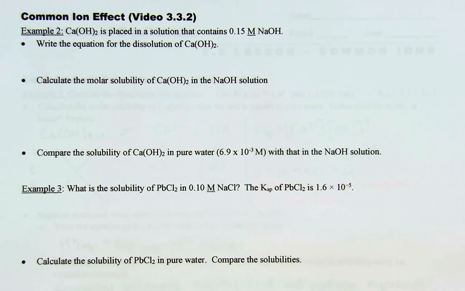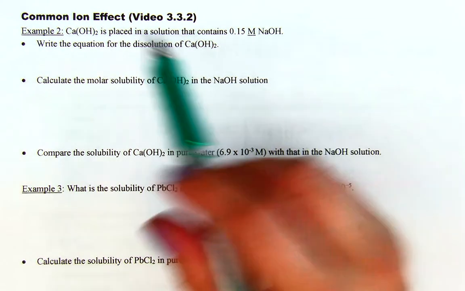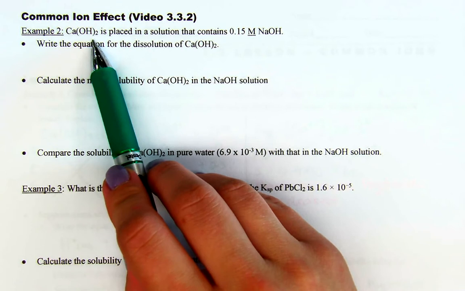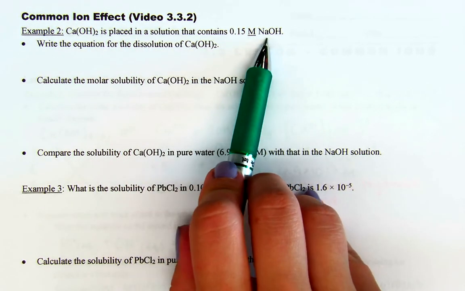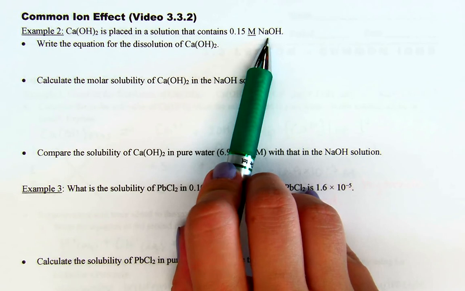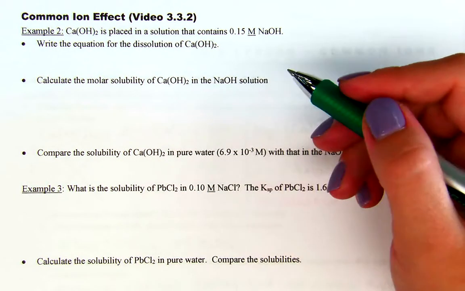We are now ready to take a closer look at the common ion effect in video 3.3.2. Let's look at this through some examples. We're again going to use calcium hydroxide, and it's placed this time in a solution that already contains some base, 0.15 molar sodium hydroxide. Sodium hydroxide, of course, is going to release hydroxide ions into solution because it's a base.